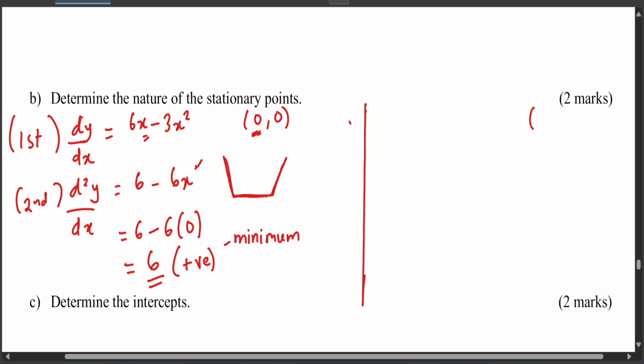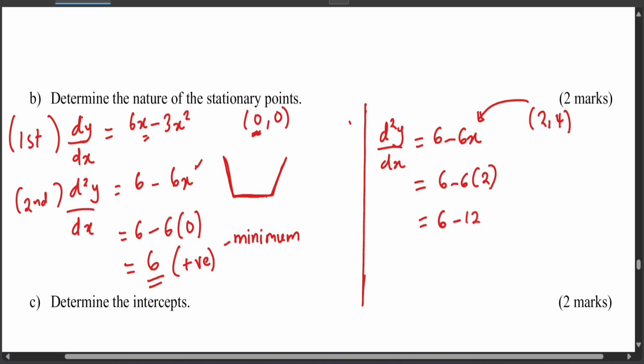As for the other stationary point, which is (2, 4), use the second derivative as well. So 6 minus 6x. Where there is x, you substitute 2. So you put 6 minus 6 times 2, which will give you 6 minus 12, which is negative 6. So your answer is negative. So if your second derivative is negative, then basically this is a maximum. So your graph will appear like this.